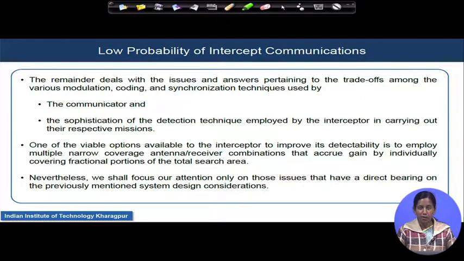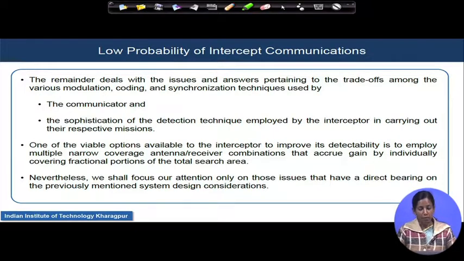The remaining part that we have to deal with, the issues and the answers, are the trade-offs among the modulation, coding, and synchronization techniques that can be used by the communicator, and the sophistication of the detection techniques that will be employed by the interceptor also. Based on that, how good the LPI system is will depend.